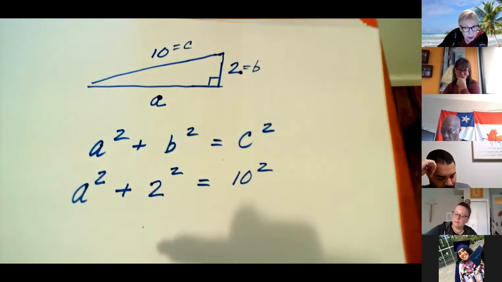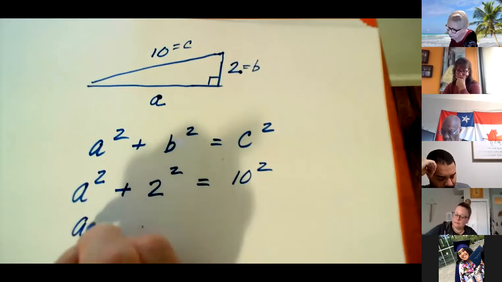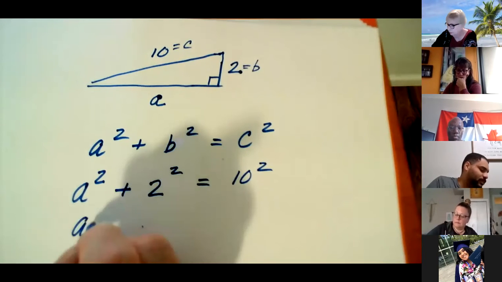So now I'm going to try to solve this. A squared plus 2 squared is 2 times 2, 4. 10 squared. 10 times 10, just reverse of what we did, is 100.